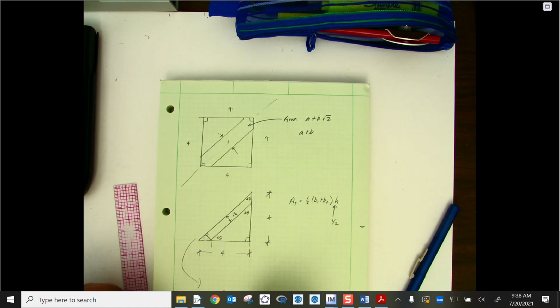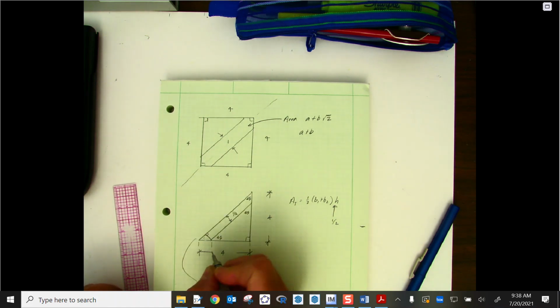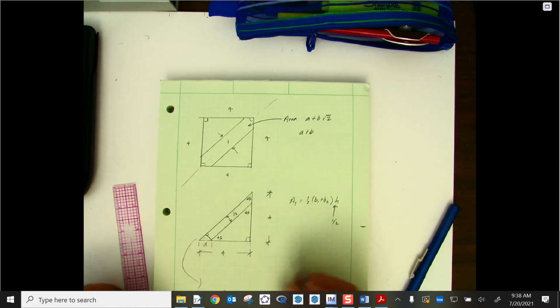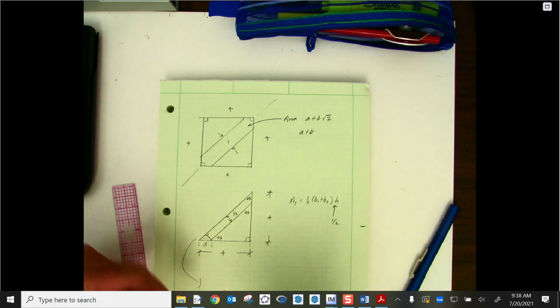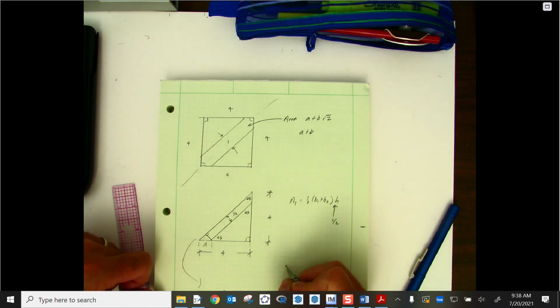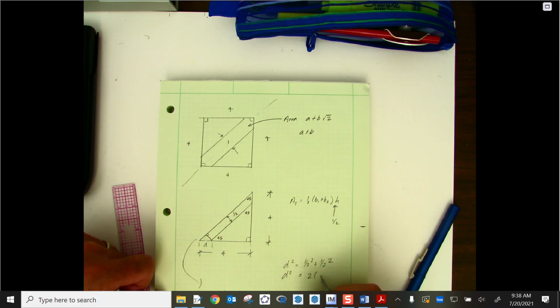So let's call this little distance in here, let's call it distance D. And of course, this is a right triangle, so I can use Pythagoras. So what do I have? I've got D squared is going to be equal to 1/2 squared plus 1/2 squared. So D squared is equal to, there's two 1/2 squared, so those are 2/4. So D squared is equal to 1/2 itself. So that means D must be the square root of 1/2.